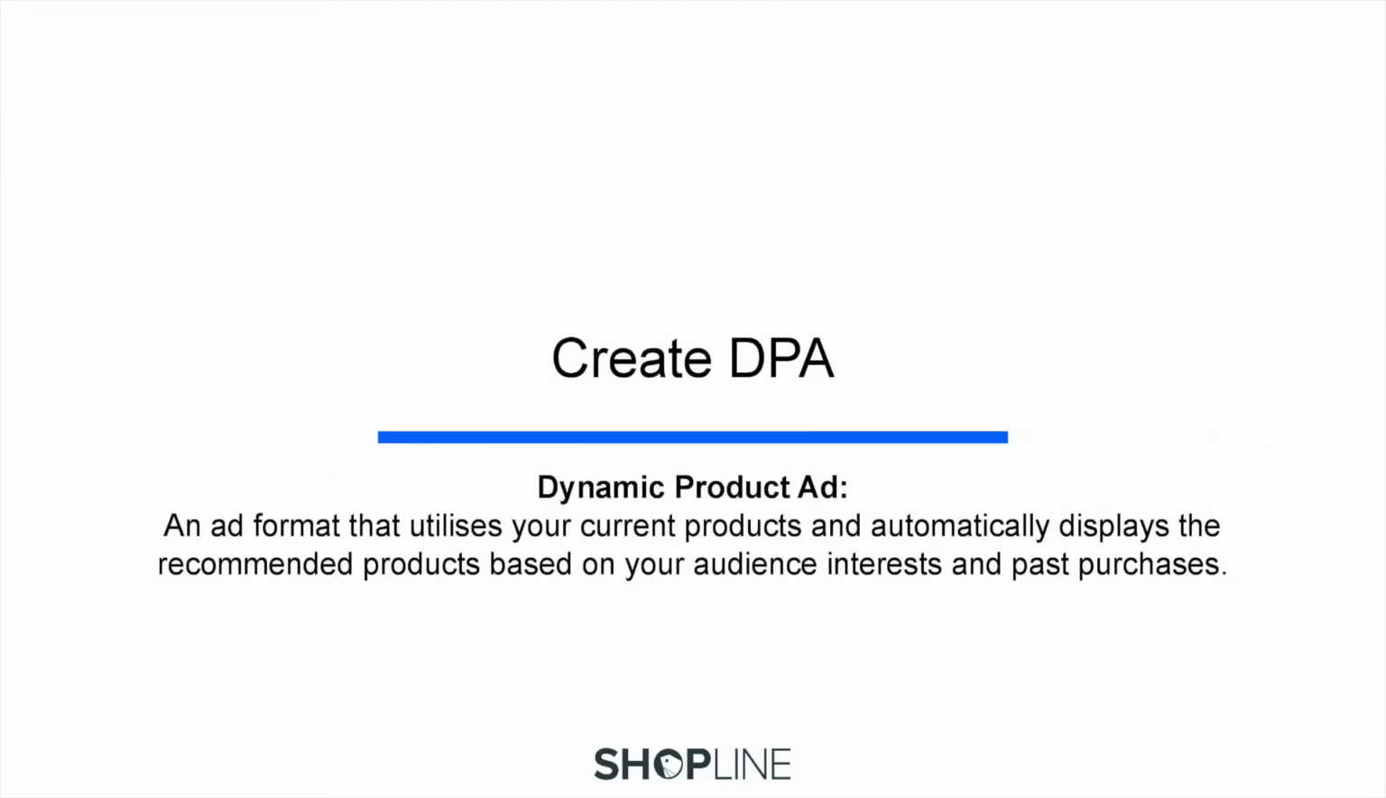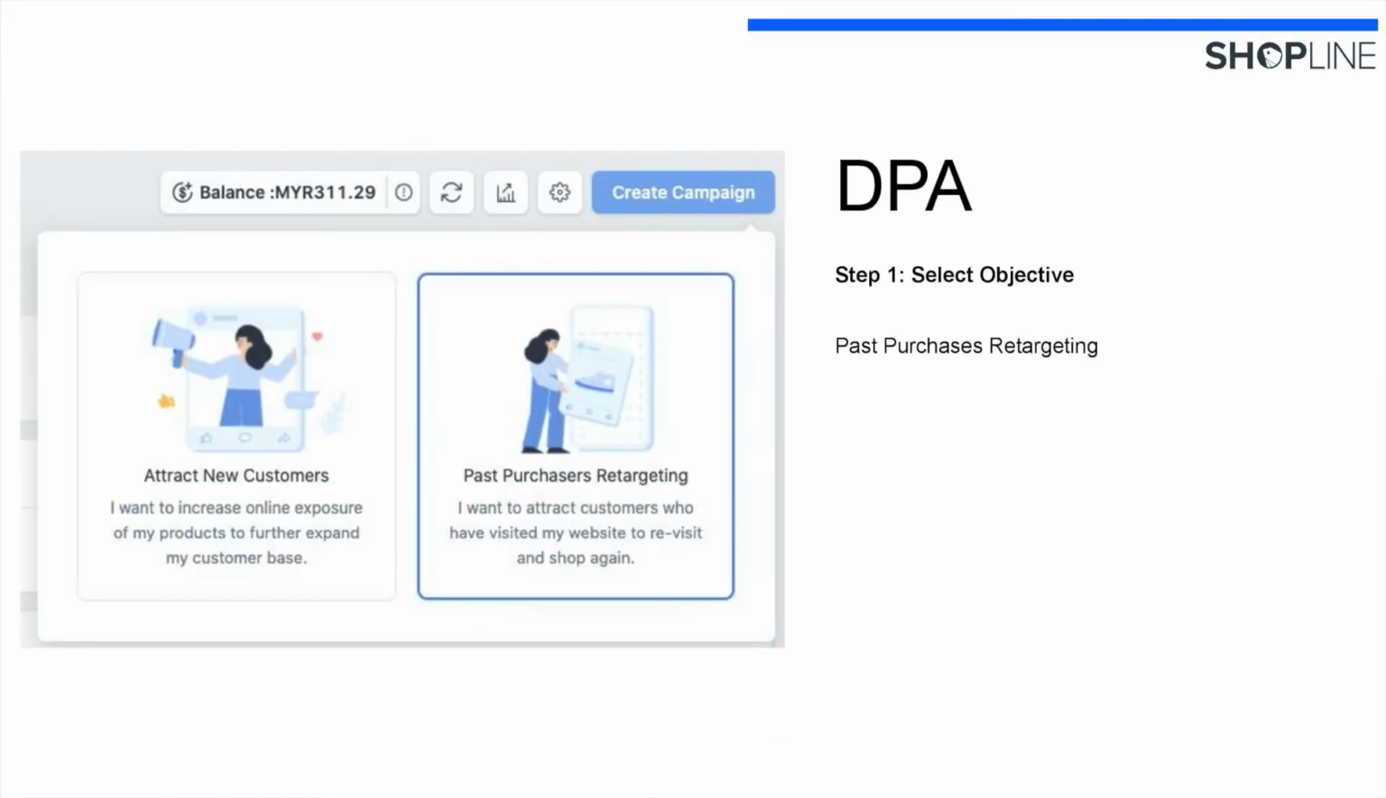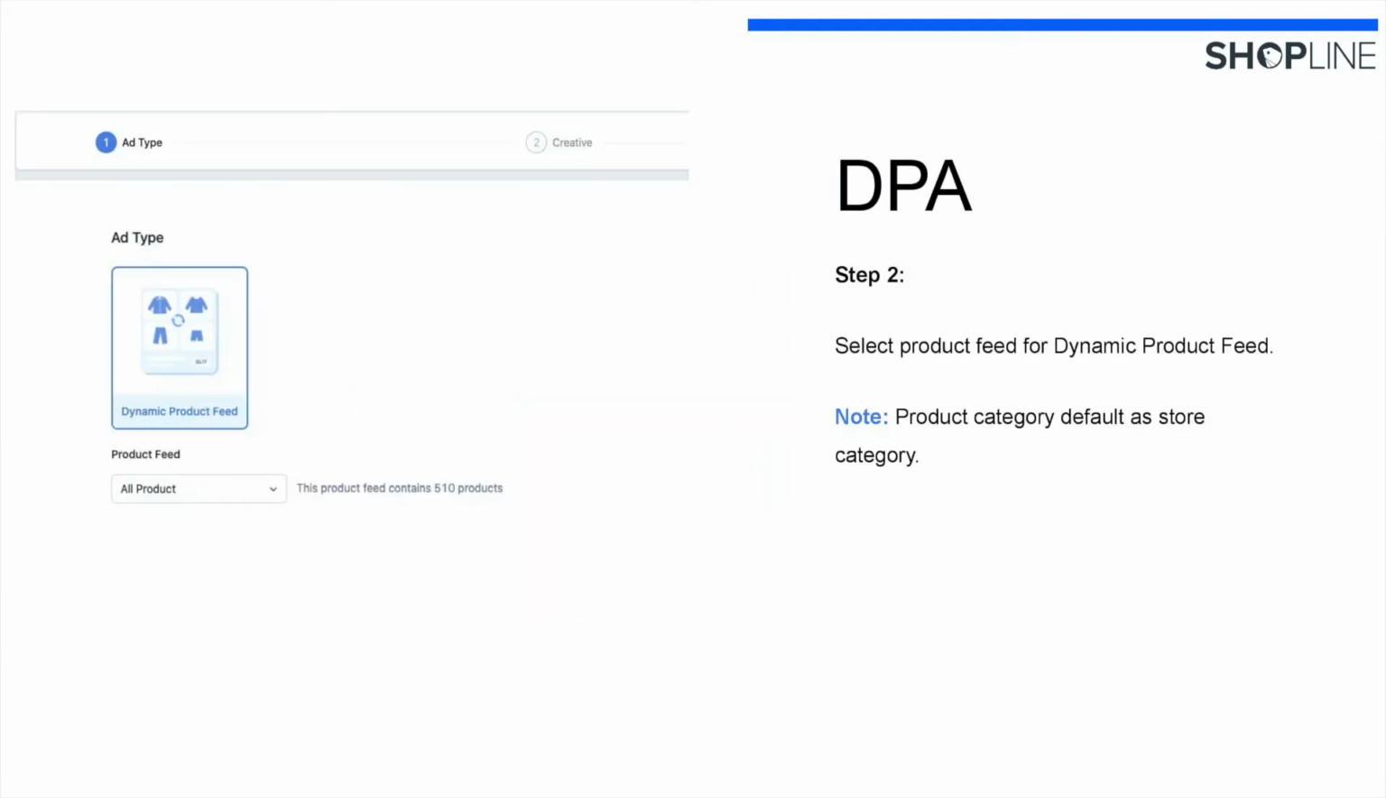It's time to create a dynamic product ad. DPA is an ad format that utilizes your current products and automatically displays the recommended products based on your audience interest and past purchases. Step 1. Select objective. Retargeting. Step 2. Select product feed for dynamic product feed.